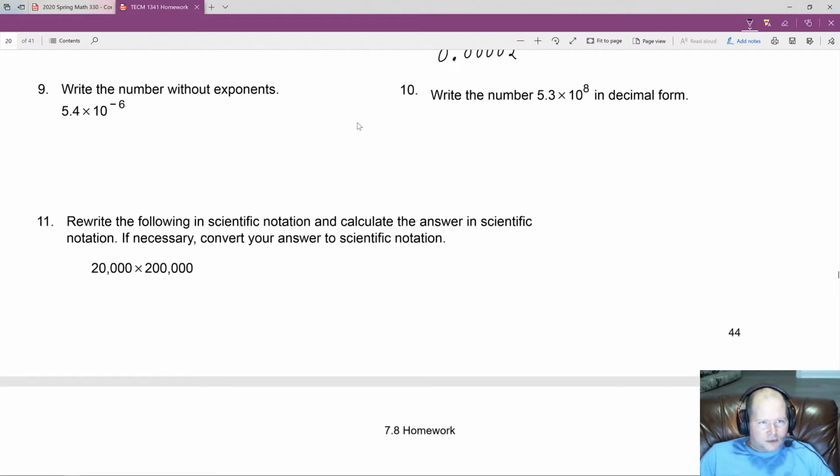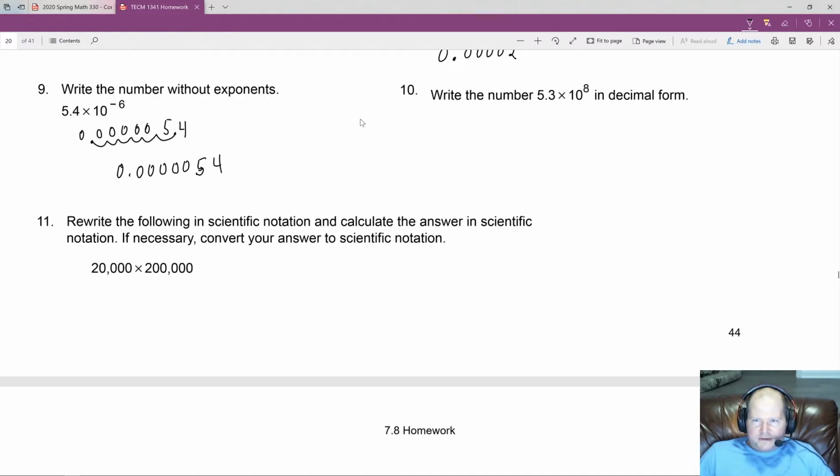Okay, let's try the next one. We're going to write this number without exponents. We start off with 5.4 times 10 to the negative 6th power. Because the exponent is negative, we want this to look smaller, so we do that by moving it to the left 1, 2, 3, 4, 5, 6 places, and I fill in the places with zeros. So we end up with 0.0000054. So double check. Okay, that works out.